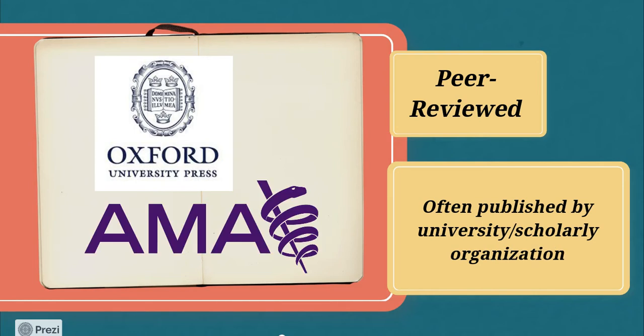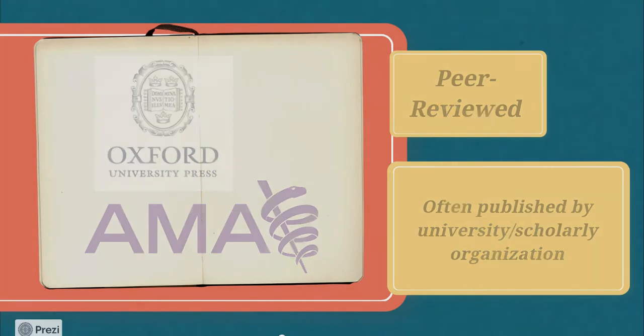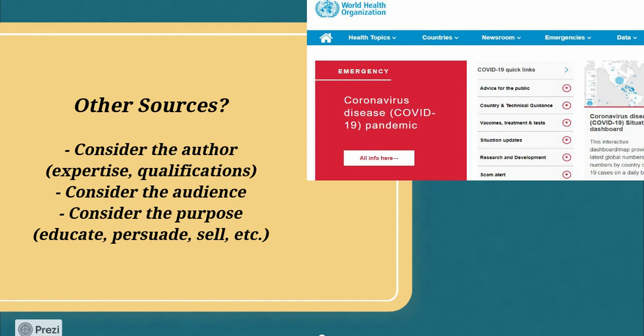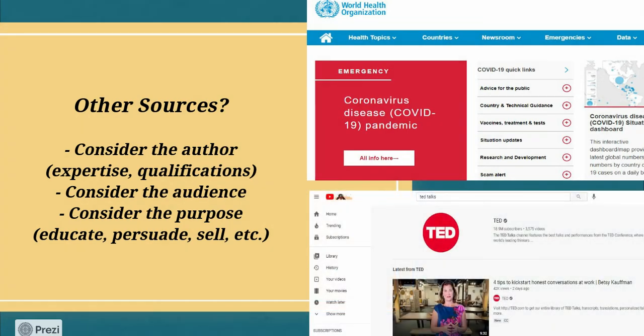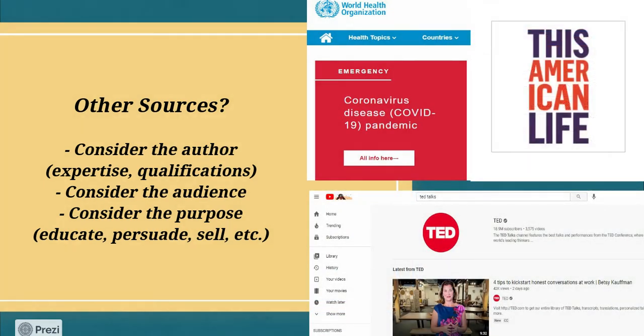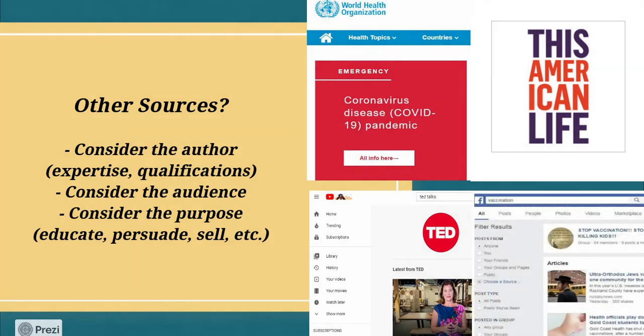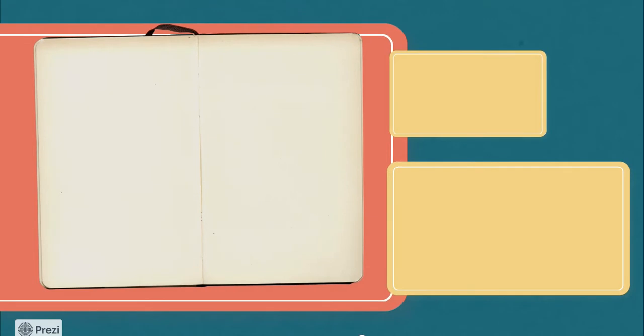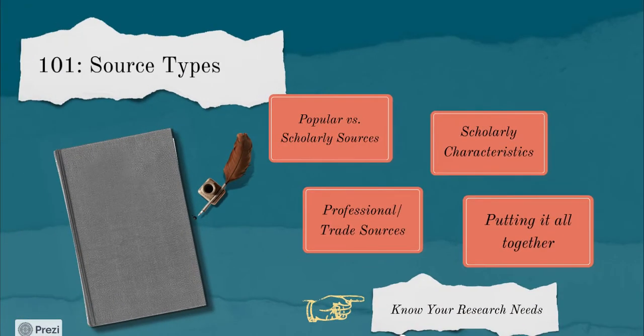Of course, there are many more source types than just popular and scholarly, but we can often distinguish those also by the source's authors or even the source's purpose, which might be to inform, persuade, or analyze, for example. But there's one more source type you may come across in your research that could be new to you, and we'll highlight here: professional or trade sources.